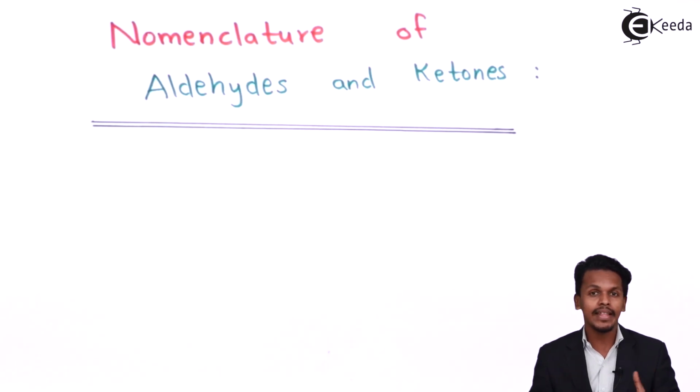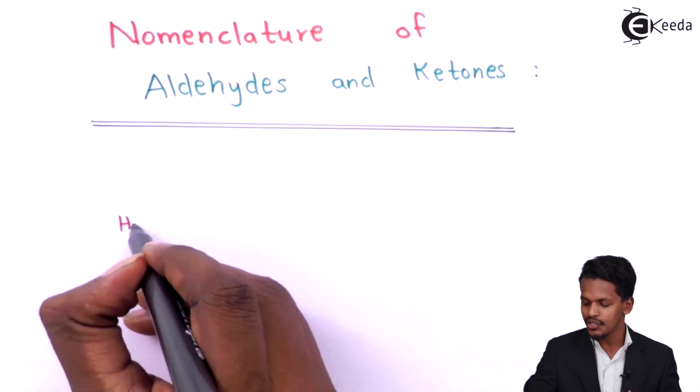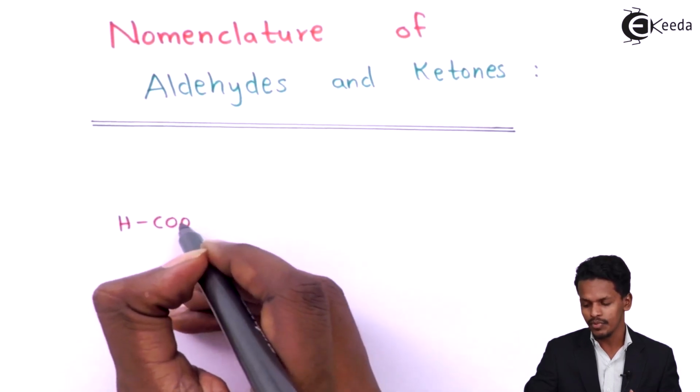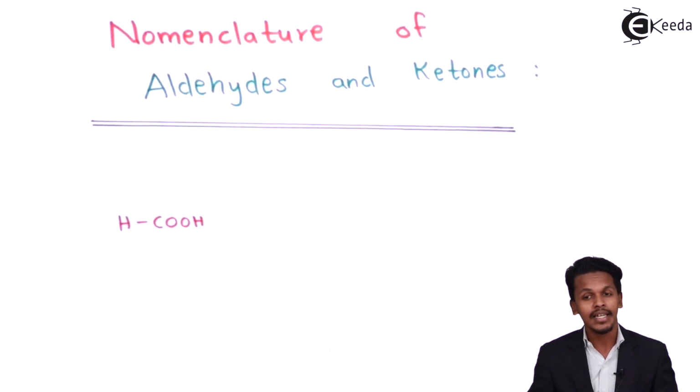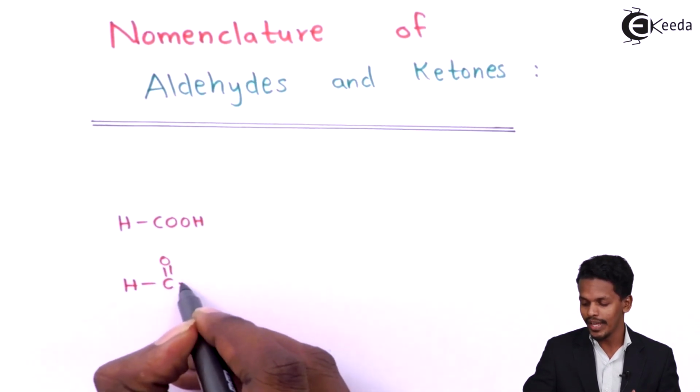Aldehydes have been named after the corresponding carboxylic acid. For example, if we talk about formic acid, that is HCOOH, this is formic acid, this is the carboxylic acid. But what if we talk about the aldehyde? That is HCHO.